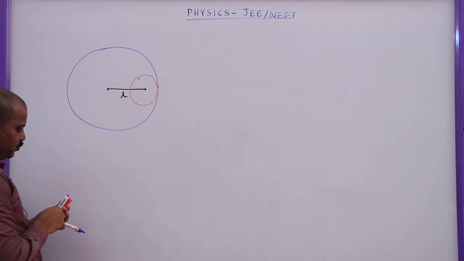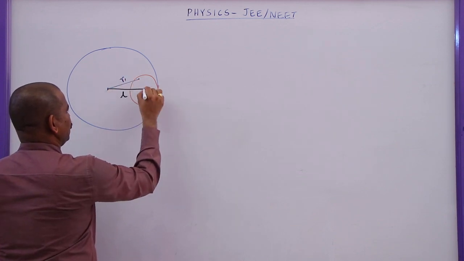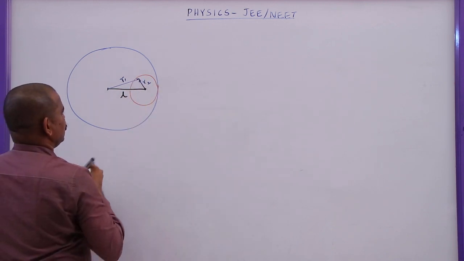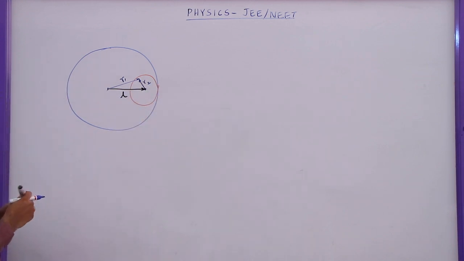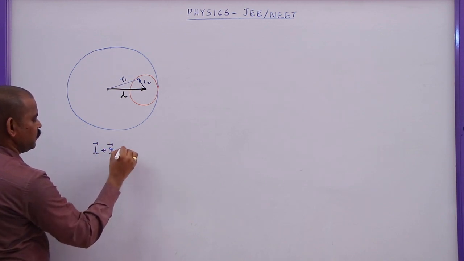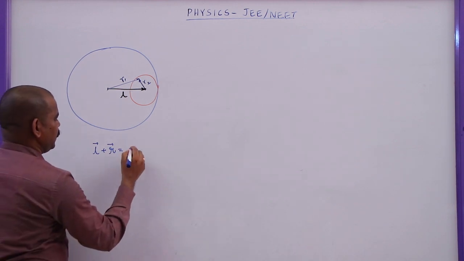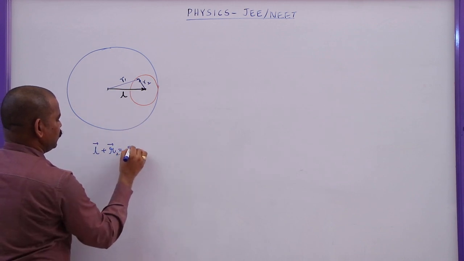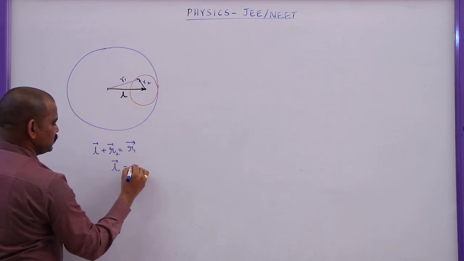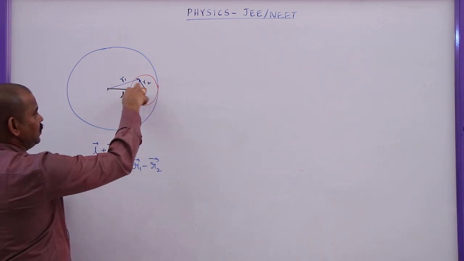To find the electric field at this point, let the distance of this point from the center of this one be R1 and from this one be R2, and this is L. From the diagram, what can we write? From the triangle of vector addition, L bar plus R2 bar is given by R1 bar. So what is L bar? The distance between the two centers is given by R1 bar minus R2 bar. Here this region is removed.